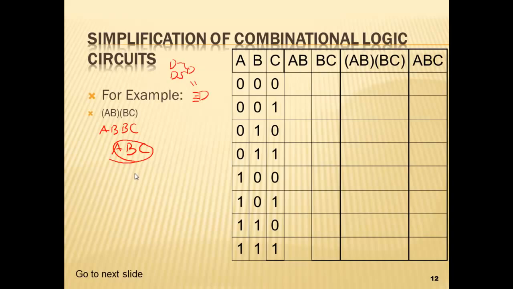To do the truth table, though, we want to do both versions. We want to do the original and the simplified. The original, don't try to do the middle one. Do it exactly like it is right there. Don't do anything different to it, okay? Just do the AB and BC. Let me erase that for you.